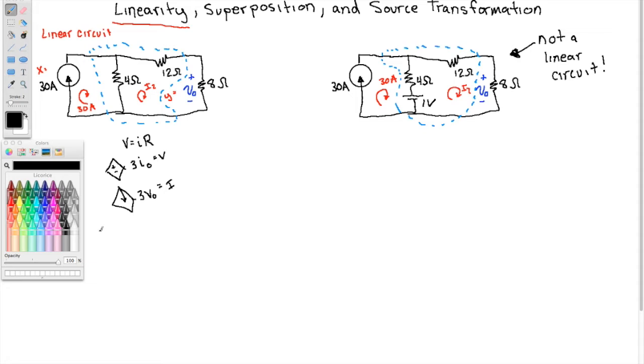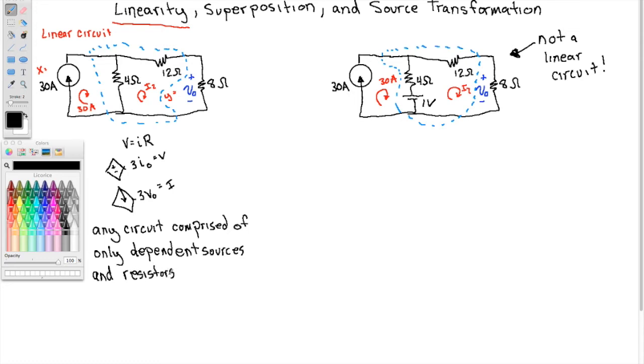So we conclude that any circuit comprised of only dependent sources and resistors is a linear circuit. Okay? That's big.